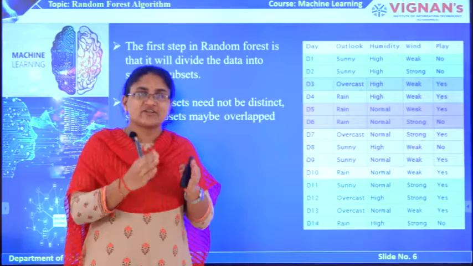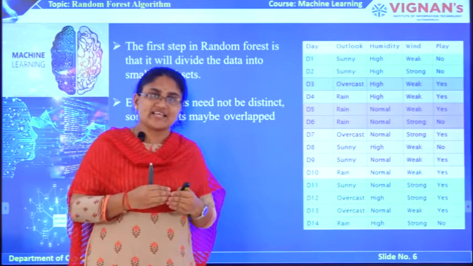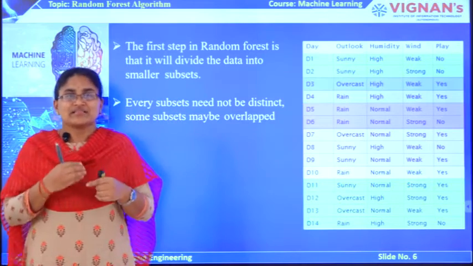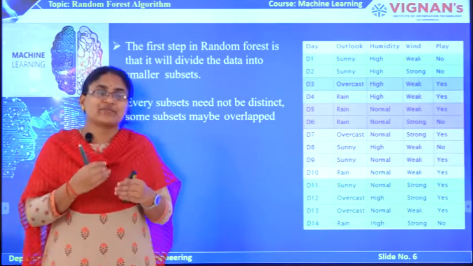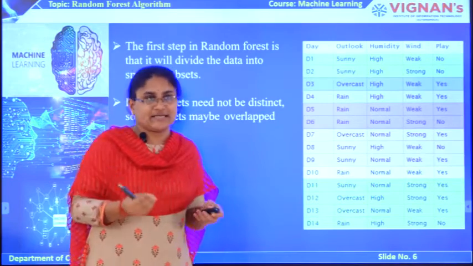Because for division of these subsets we are using the bootstrap method, as it is a bagging model. According to the bootstrap method, samples may appear multiple times as we are using row sampling with replacement.